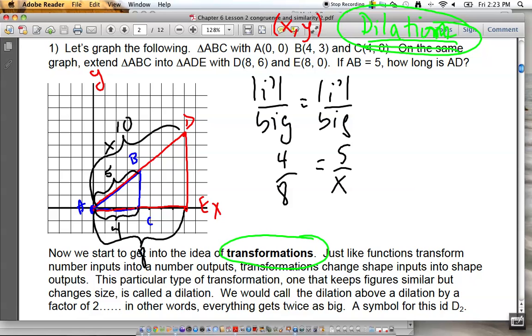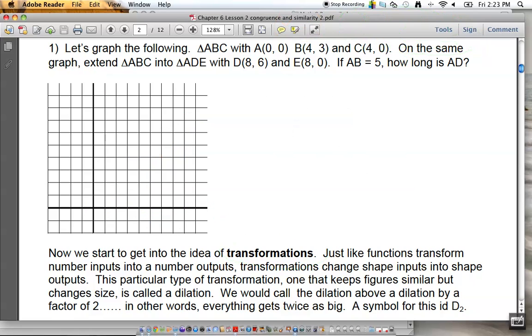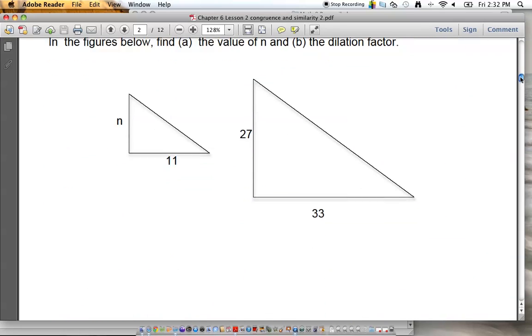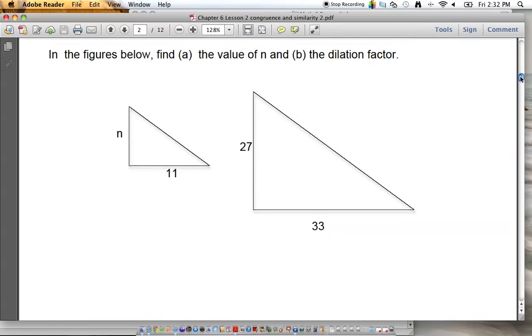So I could say 4 is to 8 as 5 is to x. Now, cross multiplying always works. Cross multiplying is a beautiful thing. But sometimes there's quicker ways. 4 times what gets you 8? 2. So 5 times 2 is 10. You can do it either way. Okay? Any questions? All right. So that's what a dilation does. What kind of transformation is that? Dilation. Very good. Okay. Figure out n.